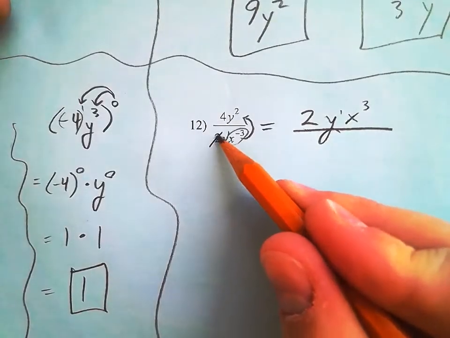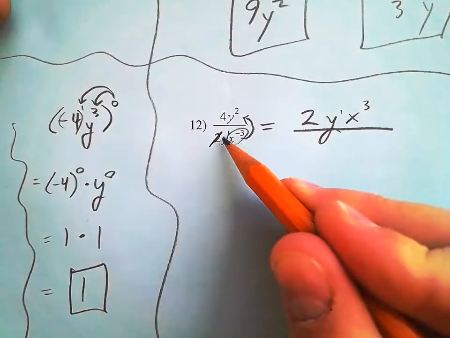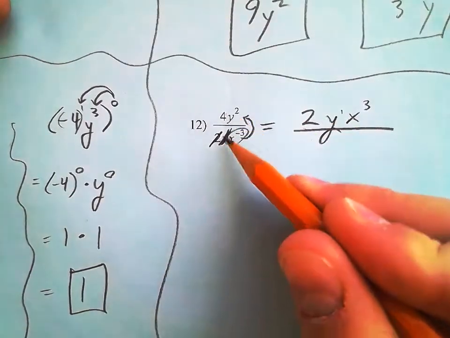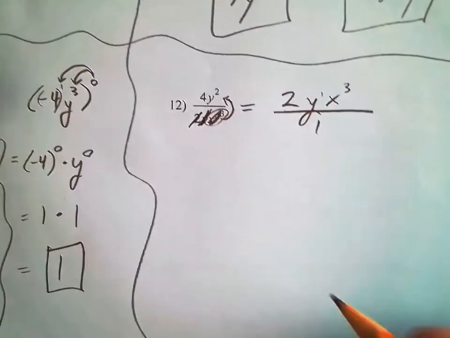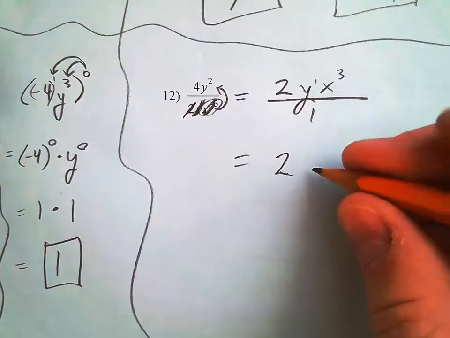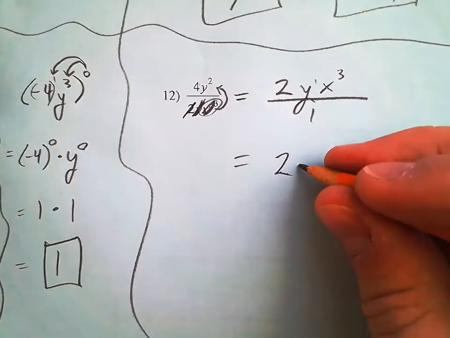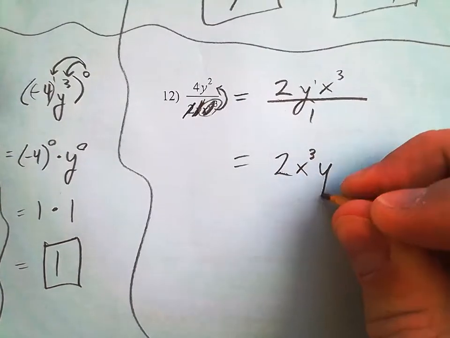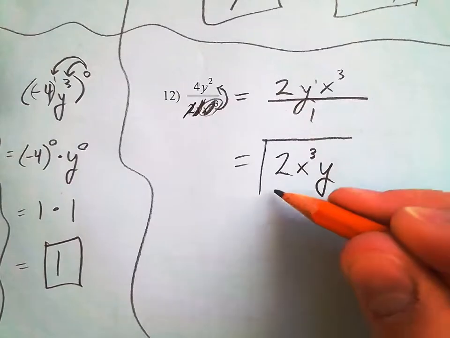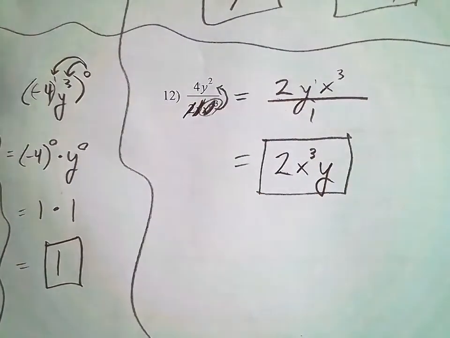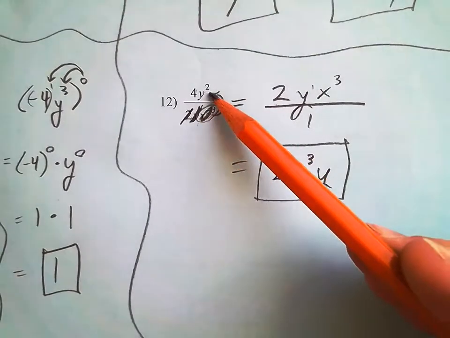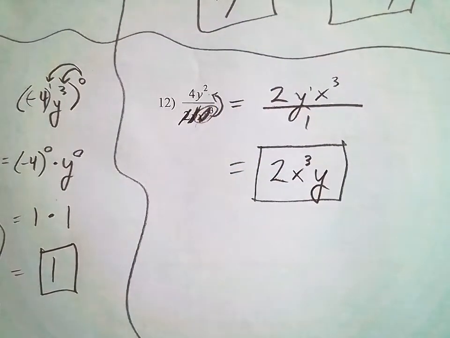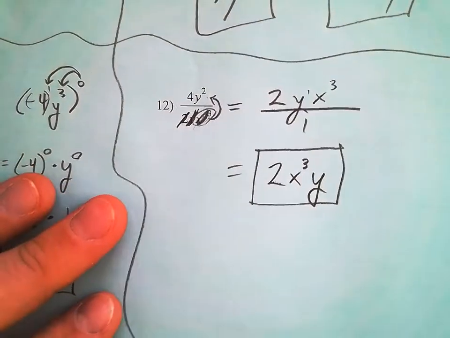Oh, the 2 went away because 4 over 2 was 2. The y went away because we simplified the y and that was left on the top. This went away. There's nothing left on the bottom, so it's over 1. So really we just have 2. I'm going to put the letters in alphabetical order because I want to. If you didn't, that's fine. There you go. Nice and easy. Just the negative power on the bottom moves it to the top. You got to remember that part of the negative exponent property. Let's go with that.